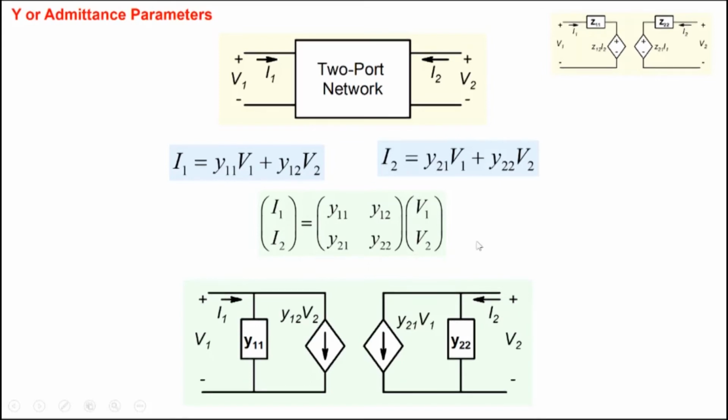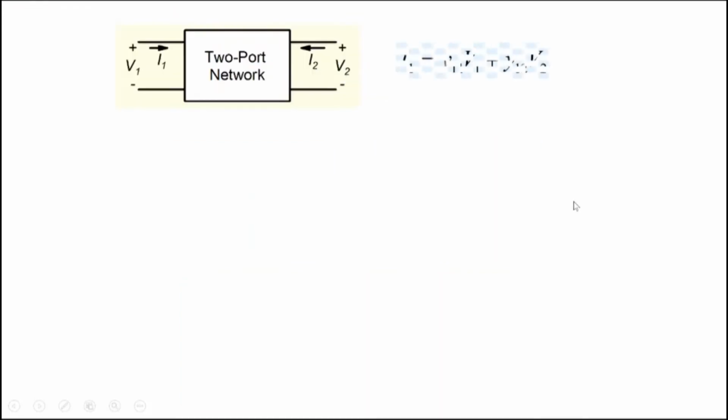Similarly, if we look at I2, the second term, Y22 V2, we can represent it by a simple impedance or an admittance here. The second part depends on V1, and we don't have any V1 in this particular part, so we have to represent it in the form of a dependent current source here. So voltage dependent current source, Y21 V1 here. So we can also represent our two-port network in terms of these Y parameters here, Y11, Y12, Y21, and Y22 here. Okay.